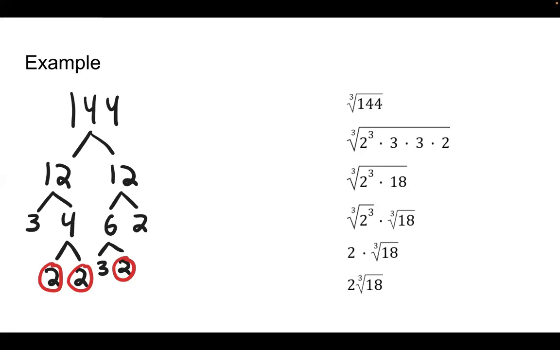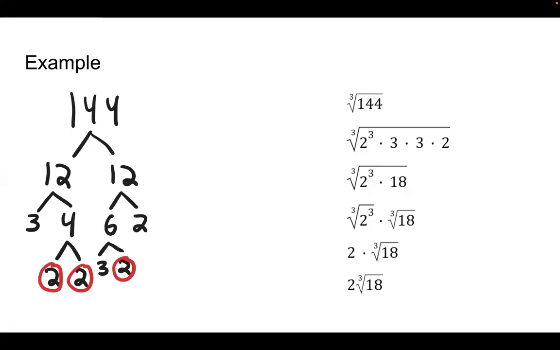4 is the same as 2 times 2, 6 is the same as 3 times 2. And if you notice, we have 3 2's here, so this is what we're looking for, right? So we can split 144 into 2 cubed times 3 times 3 times 2, right? 3, 3, and 2 are not perfect cubes, and there's not enough of them to make a cube, right? So we're just going to simplify that into 18.